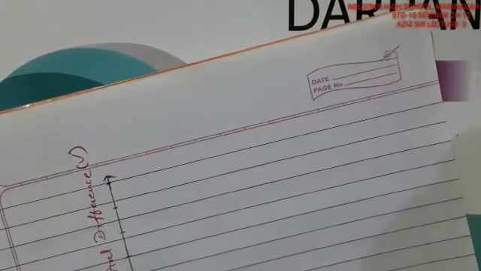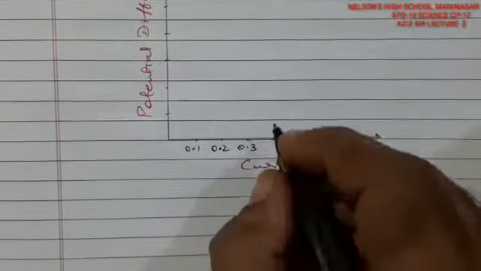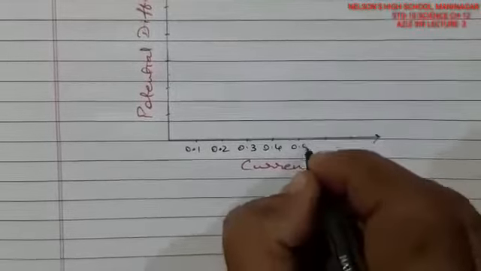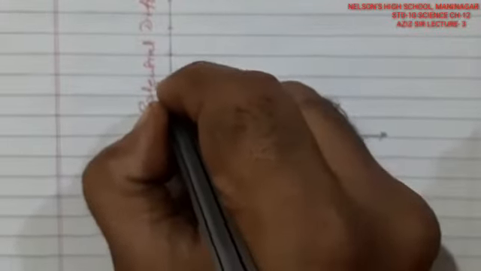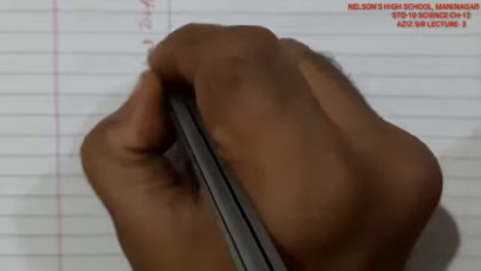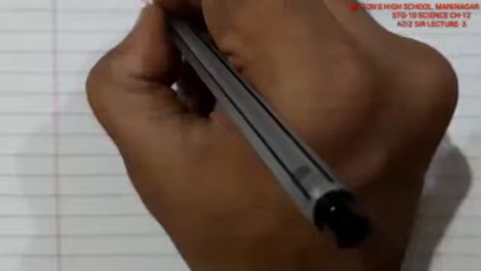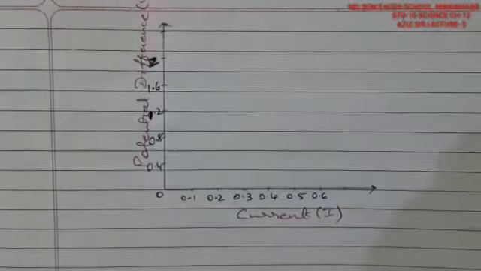Mentioning the values, we can take the values as given in your book also, 0.1, 0.2, 0.3, 0.4, 0.5, 0.6 and so on, suppose in an experiment. Fine, we are taking the values. This is 0 here. In this way the values are multiples of 0.4: 0.4, 0.8, 1.2, 1.6, then 2. So these are the values.